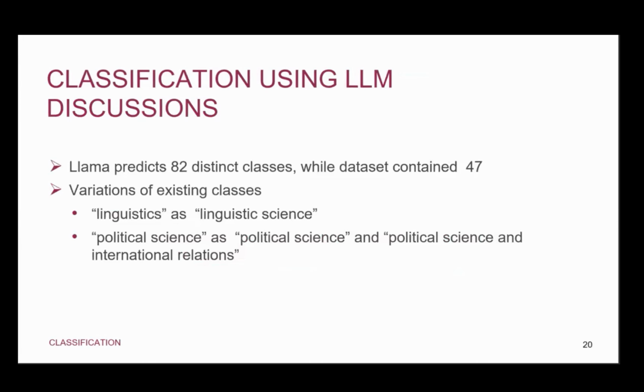We saw that Llama was predicting 82 distinct classes where our input data set had 47. When we looked at what these 82 different classes were, we saw variations of some existing classes as shown in the slide, like linguistics as linguistic sciences, but we also saw a merging of different disciplines into one category. For example, political science was often predicted as political science and international relations.